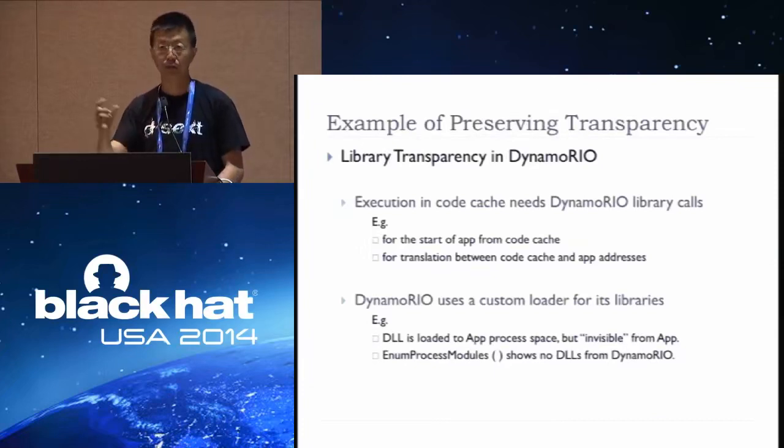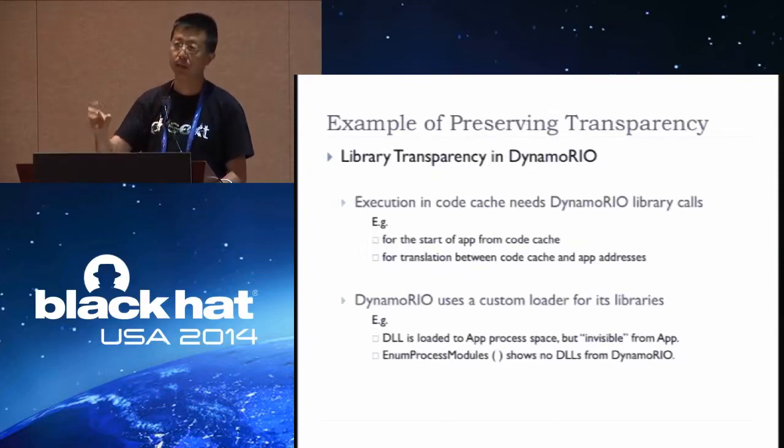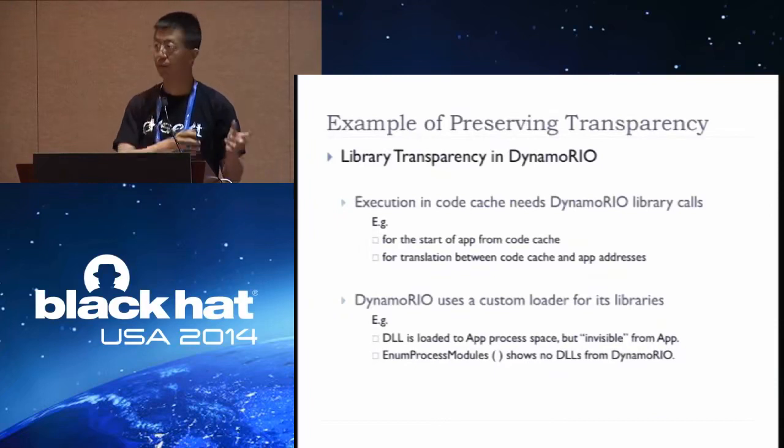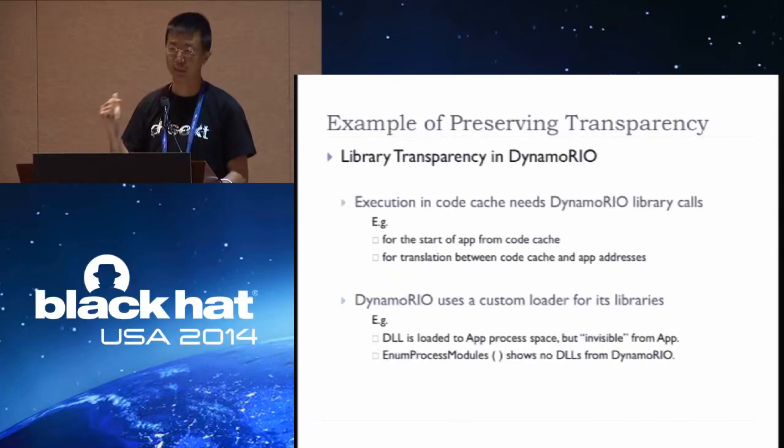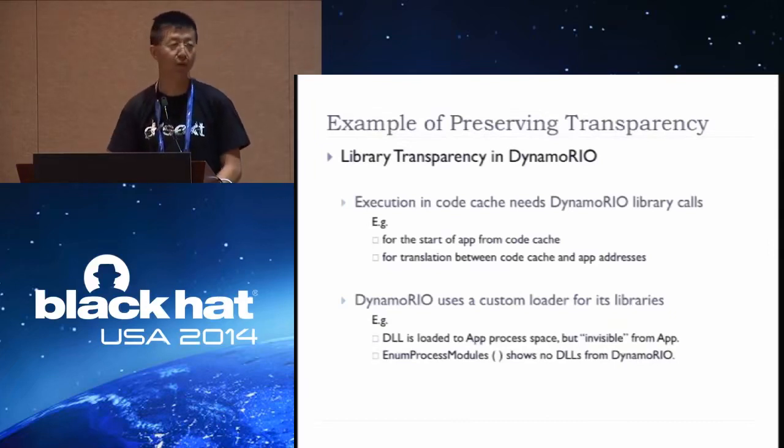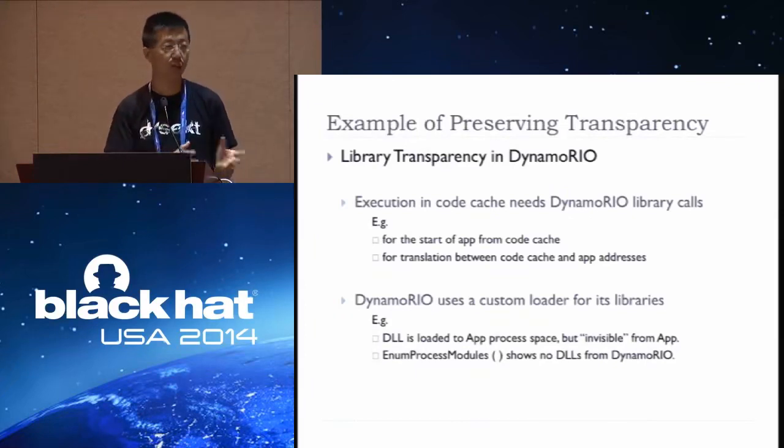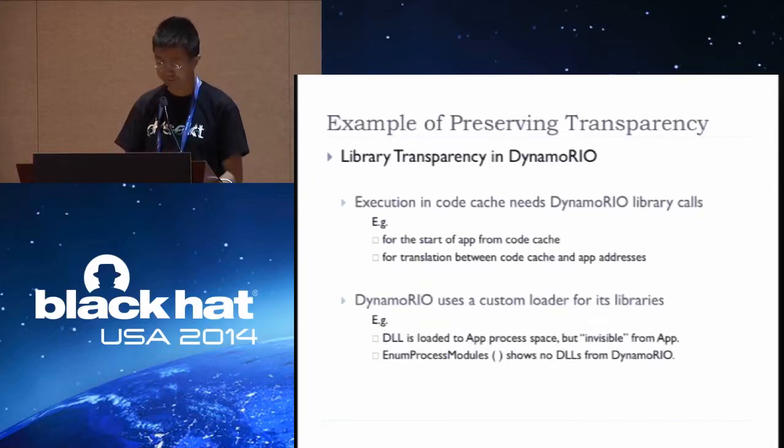DynamoRIO, in order to run, if you follow my earlier slides, needs to load code from the original binary. It has to have this special loader and has to add this special instrumentation code. This is all from their own DLL. Now, they didn't load this DLL using the conventional library call from Windows. They actually hide it, so that if you enumerate the DLLs from the process header, you will not find it. So this is also part of the transparency feature.